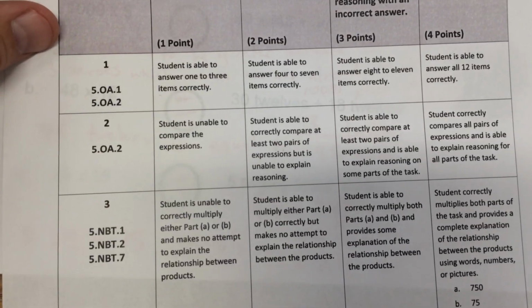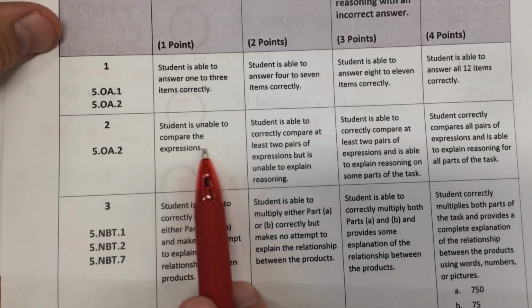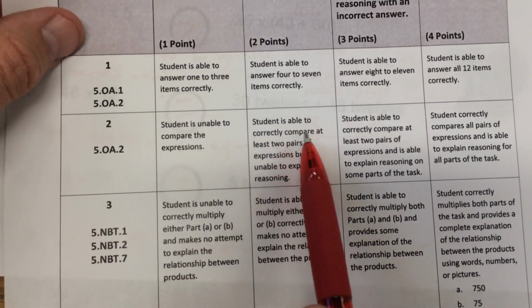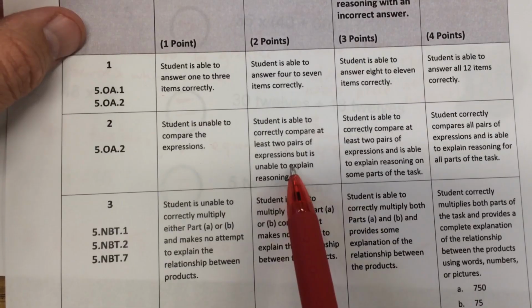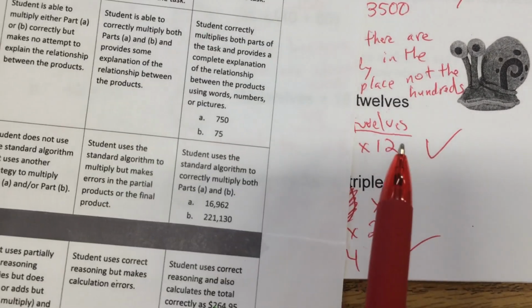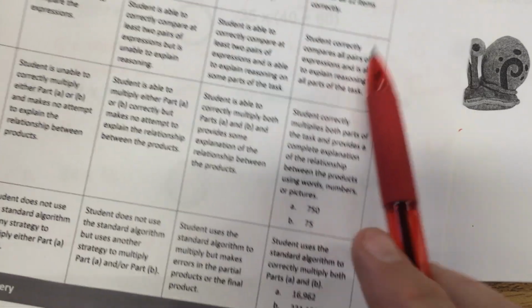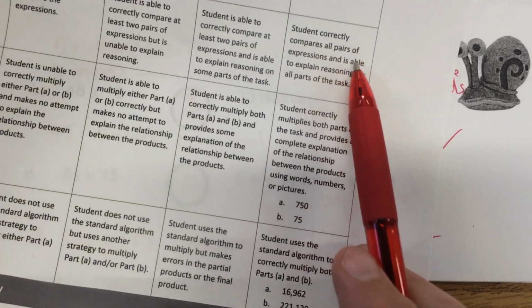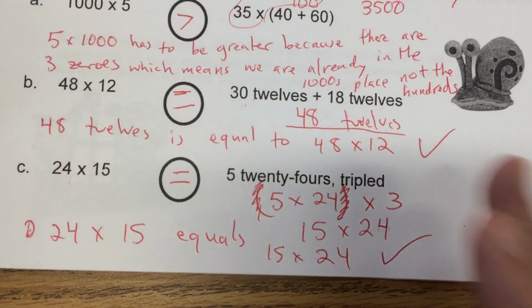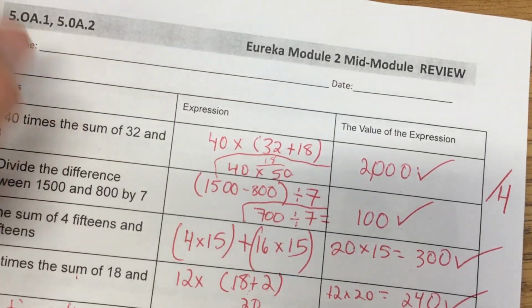That's also worth 4 points total. Here's how that one works. Student is unable to compare the expressions. That's just 1.25%. Student is able to correctly compare at least 2 pairs of expressions, but is unable to explain the reasoning. You've got to explain the reasoning. Okay, and then the maximum credit: student correctly compares all pairs of expressions and is able to explain the reasoning for all parts of the task.